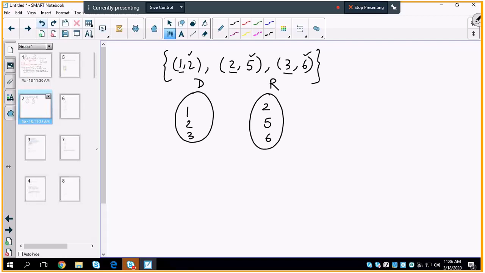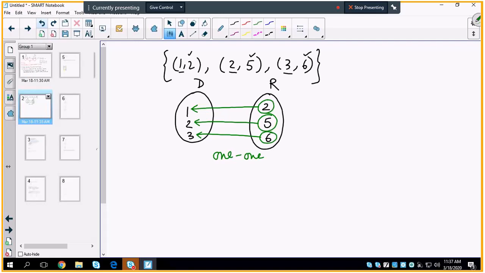What I want to ensure is, if I consider any output, so see, 2 is an output, and for 2 there is exactly one input. Similarly, if 5 is your output, there is exactly one input. If 6 is your output, there is exactly one input. So this relationship is a function which is 1-1.